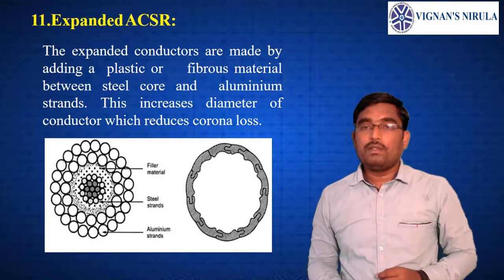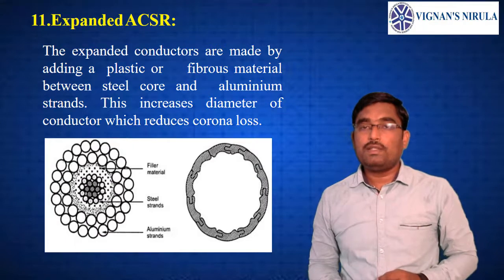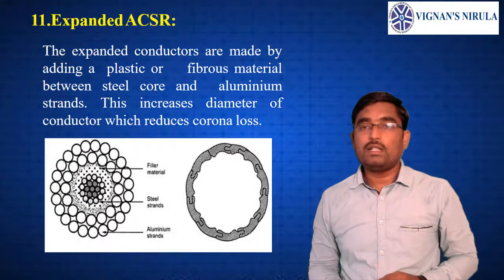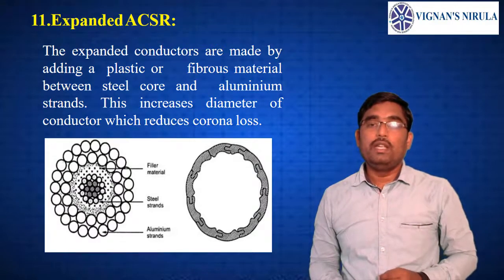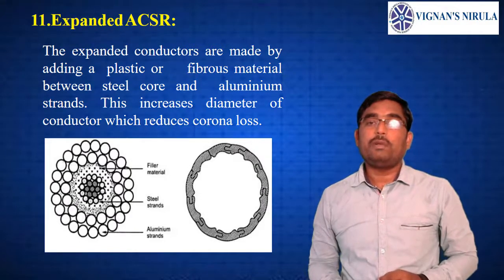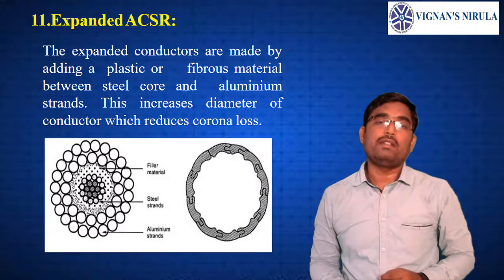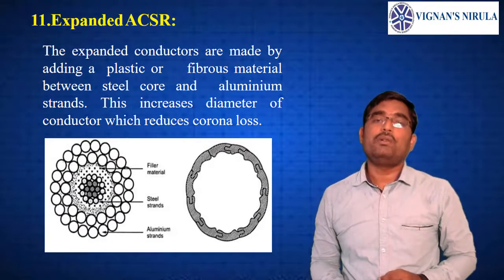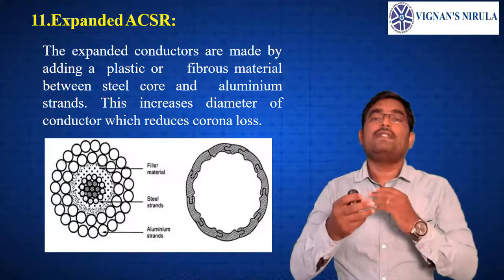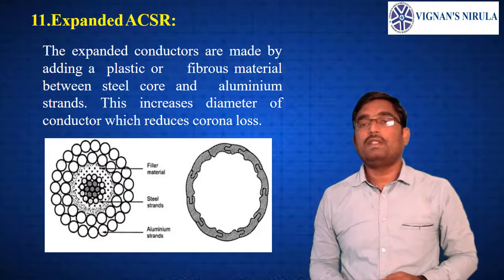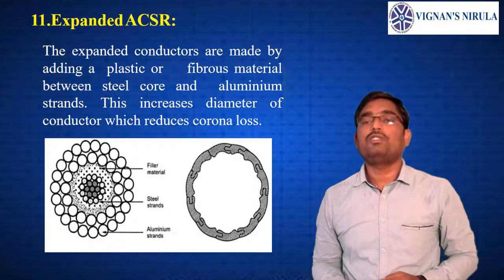See here, the central one is the steel strands. In between the central core of steel strands and the outer layer of aluminum strands, the gap is filled with filler material. Here the filler materials may be either plastic or fibrous materials or anything. The purpose is only to increase the size of the conductor. This increases the diameter of the conductor, which reduces the corona loss.